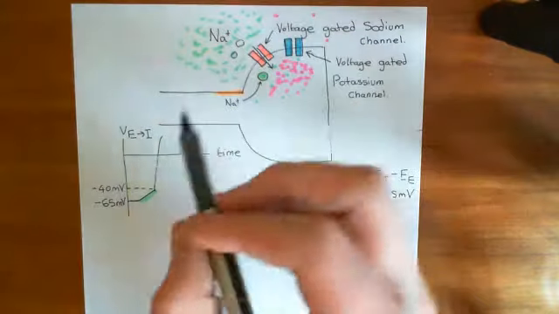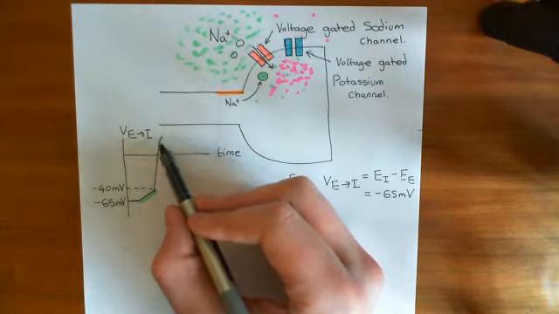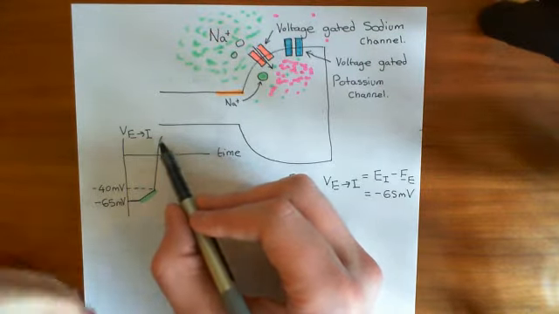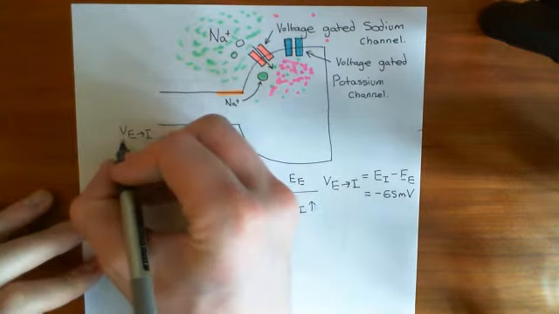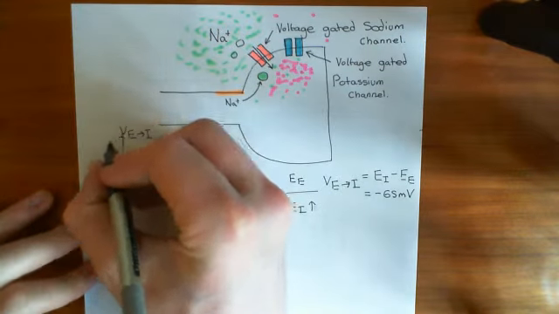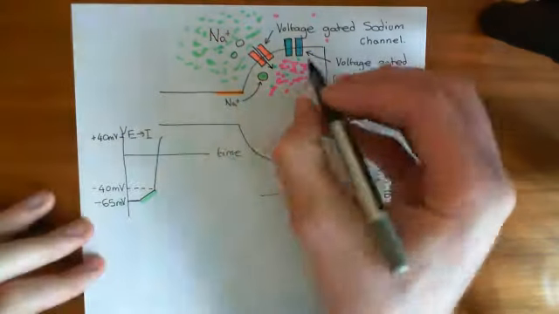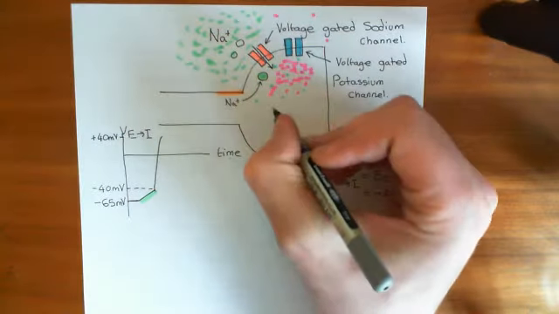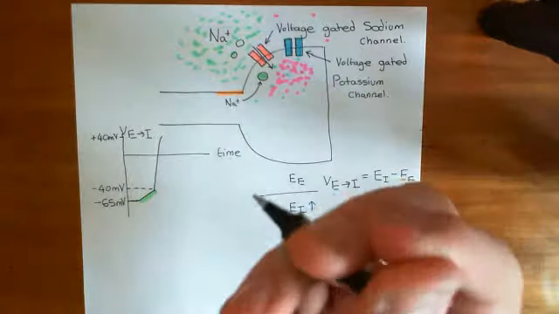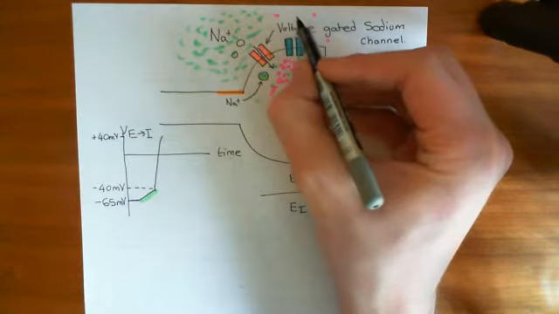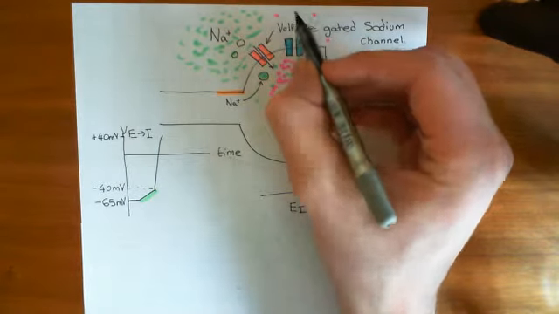In addition, you have to factor in the fact that we are now at a completely depolarized electrical potential difference across this membrane. We usually get up to around plus 40 millivolts, which means that the intracellular compartment's electrical potential is now 40 millivolts greater than the electrical potential of the extracellular compartment.